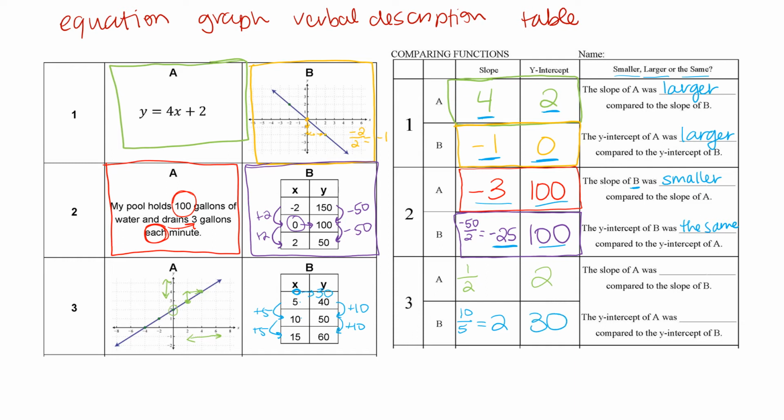So now I can compare. It says the slope of A, 1/2, was blank compared to the slope of B, which is 2. 1/2 is smaller than 2. Then when I compare my y-intercept, the y-intercept of A, 2, was smaller compared to the y-intercept of B because 2 is smaller than 30.